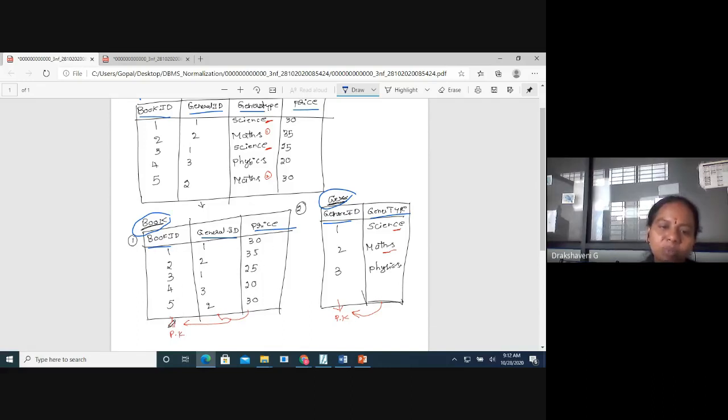In this case, we make this a primary key. And in this table 1, 2, 3, there is not much redundancy here. It is being removed and we can say this is a primary key. This is how we can say that this is in 3NF. So this is what is called the third normal form.